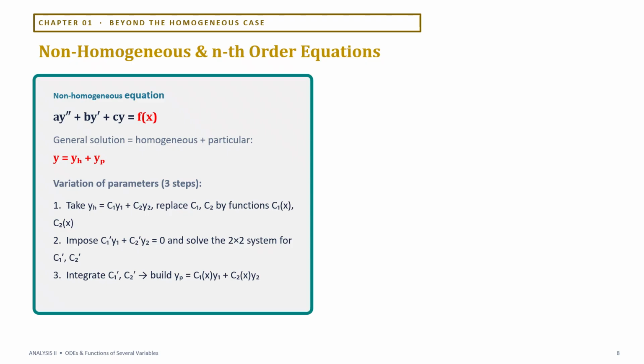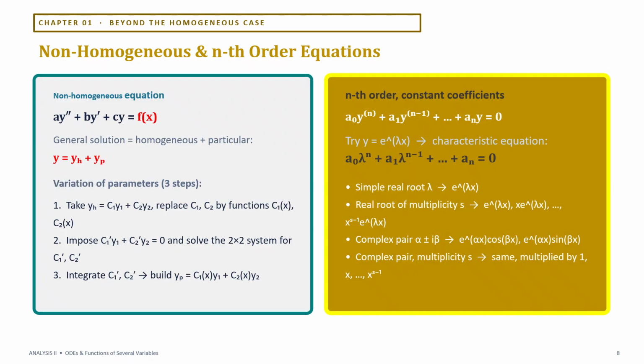We will now introduce non-homogeneous equations where the general solution is the sum of the homogeneous solution YH and a particular solution YP. To find the particular solution, we will study the variation of parameters method following the main steps shown on this slide. We will also extend these ideas to higher order linear differential equations with constant coefficients. Using the characteristic equation, we will learn how the different types of roots determine the form of the general solution. This completes our overview of the main topics in chapter 1.